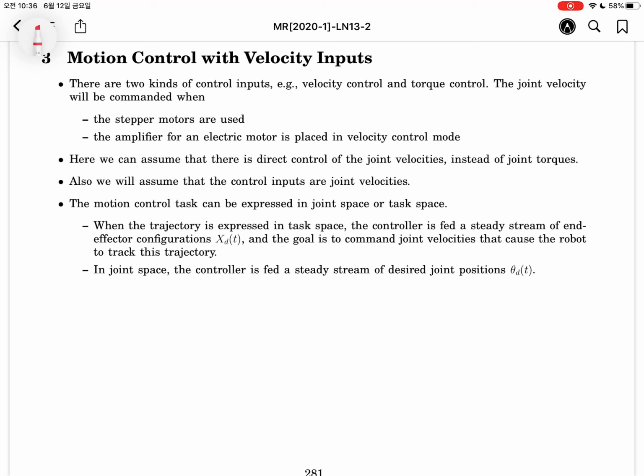Okay, it's the second topic of chapter 11 on PID motion control. Section 11.3, motion control with velocity input. In the case of the industrial robot system, all the amplifiers are placed in the velocity control mode.